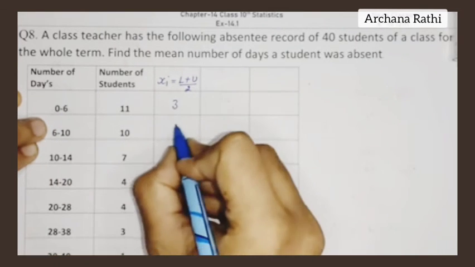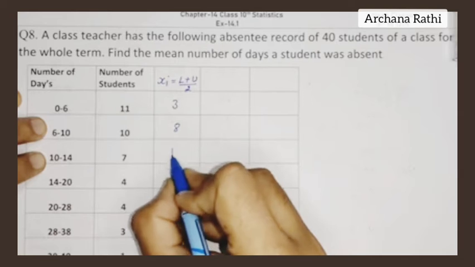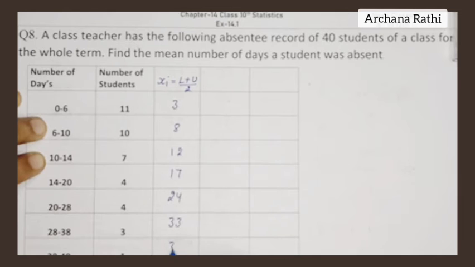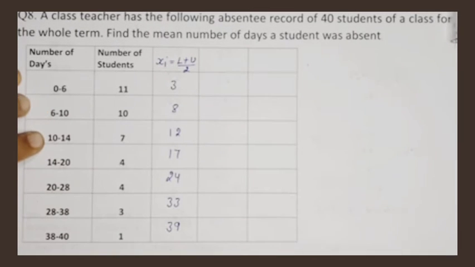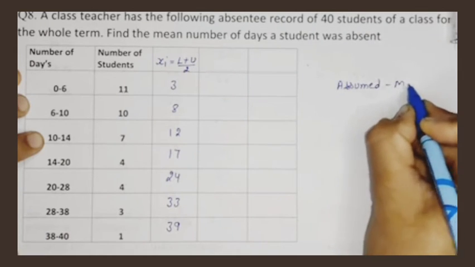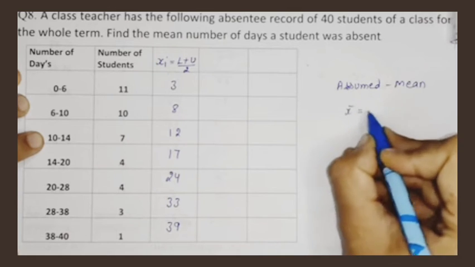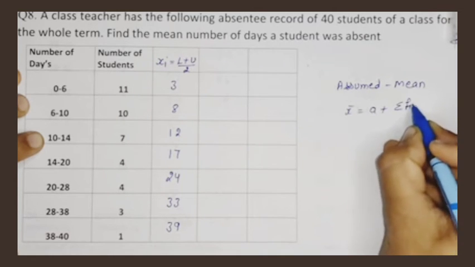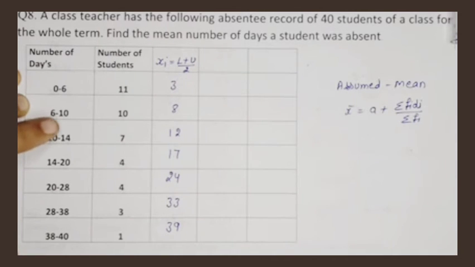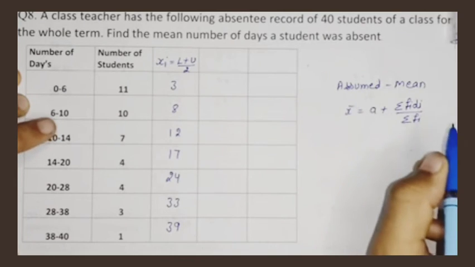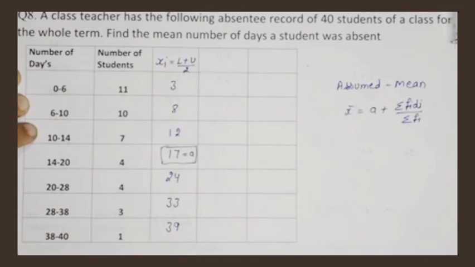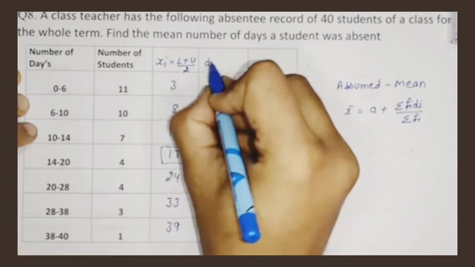For 0 to 6 it is 3, for 6 to 10 it is 8, for 10 to 14 it is 12, 14 to 17 is 15.5... for 20 to 28 it is 24, 28 to 38 it is 33, and 38 to 40 it is 39. Now we know that for the assumed mean method, the formula is x bar is equal to A plus summation fi di upon summation fi. Now we have found the xi. For finding A, we can assume any one of the mid values. Here we are supposing the mid value 17 as the assumed mean A.